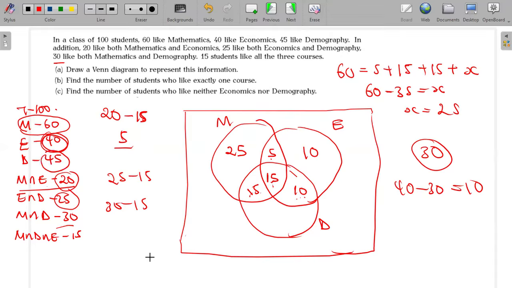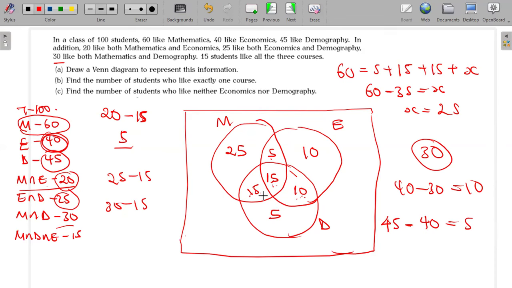Out of those that like demography, they are 45. But I want those that like demography only. So those that like other things, I will remove them. So there are how many in total? We added 15 plus 15 plus the 10, I get 40. So when I subtract, I get 5. So this 5 like demography only.